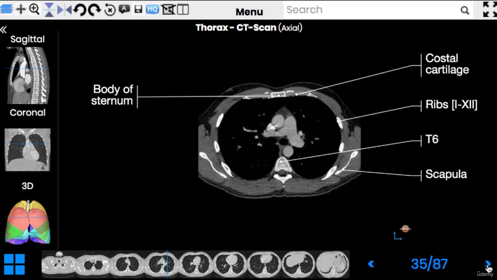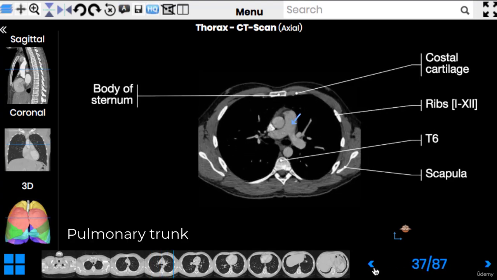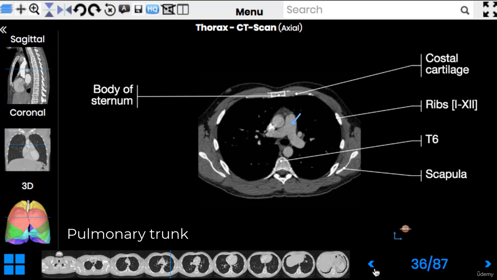Another beautiful vessel appears here, and this is the pulmonary trunk, the lambda-shaped vessel, the pulmonary trunk itself, and the right and left pulmonary arteries right here. Close to the artery, this vessel on my left is the pulmonary vein, one of them.